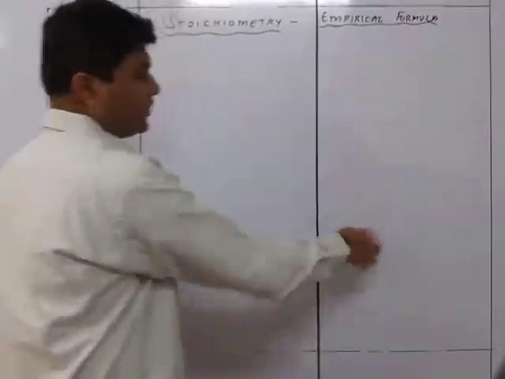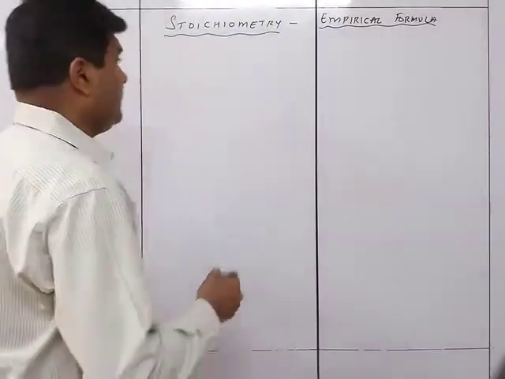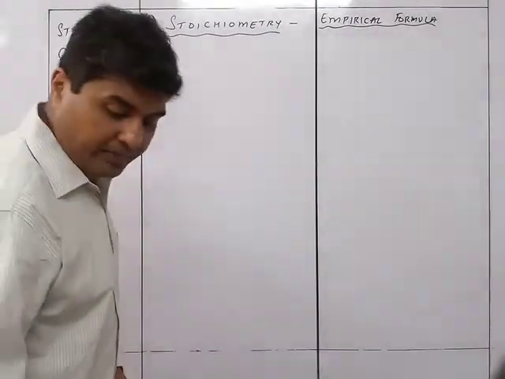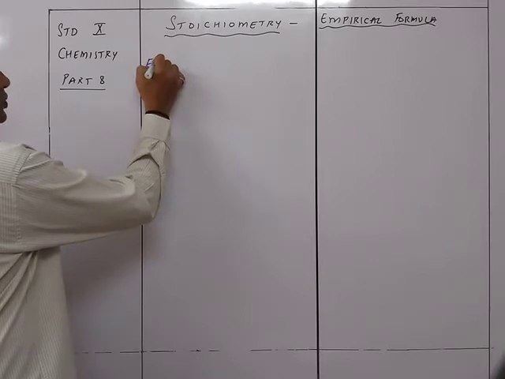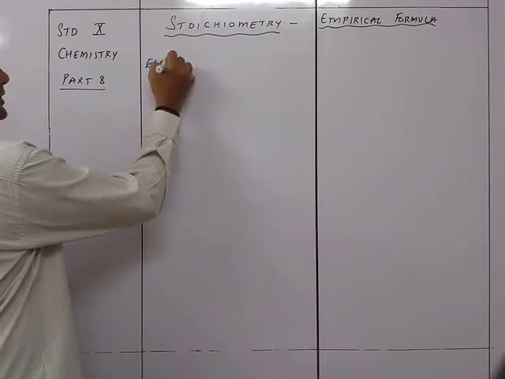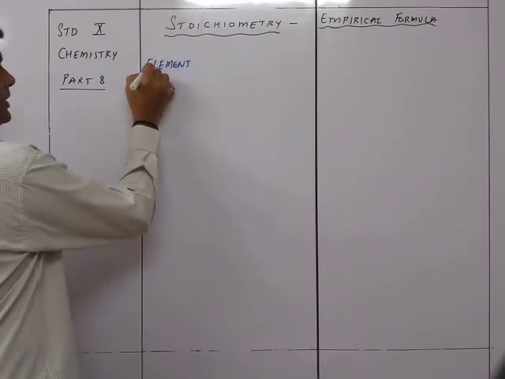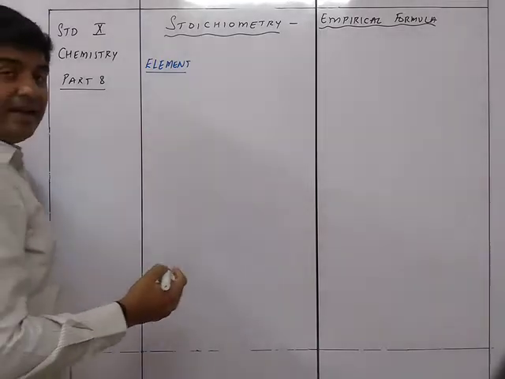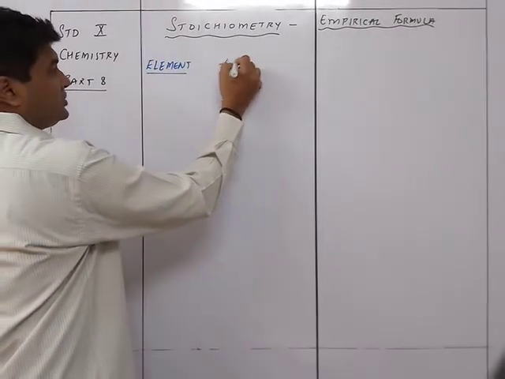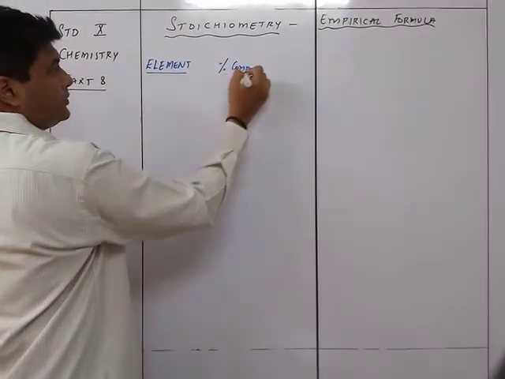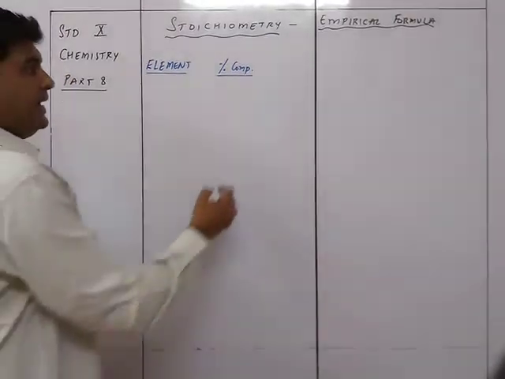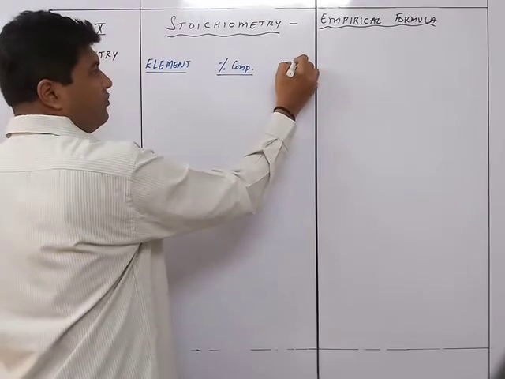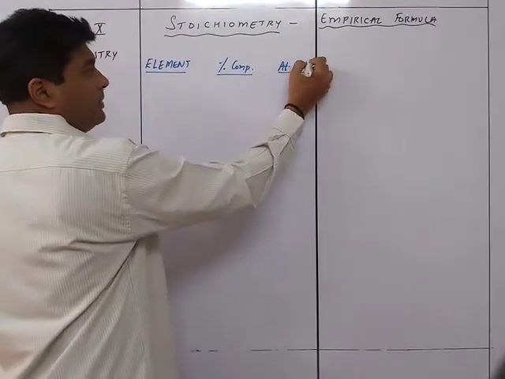First of all, what we require is the table. In the table, the first column is the element. The second is its percentage composition. Then comes the atomic weight of that particular element.